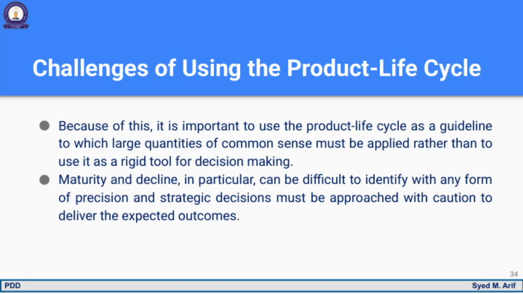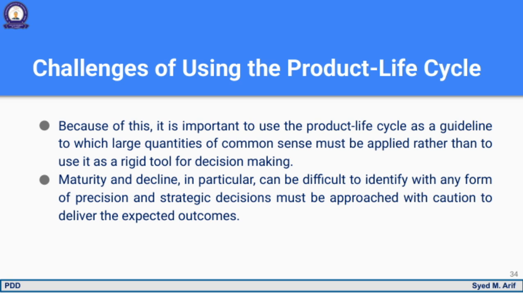Because of this, it's crucial to remember that the product life cycle is more of a guideline than a strict rule. We need to apply a lot of common sense when using it to make decisions. It's not something to follow rigidly without considering the specific context. In particular, identifying when a product reaches maturity or enters decline can be pretty tricky. These phases aren't always clear-cut, and trying to pinpoint them precisely can be misleading.